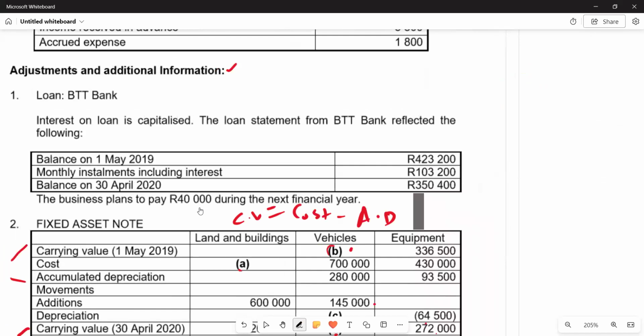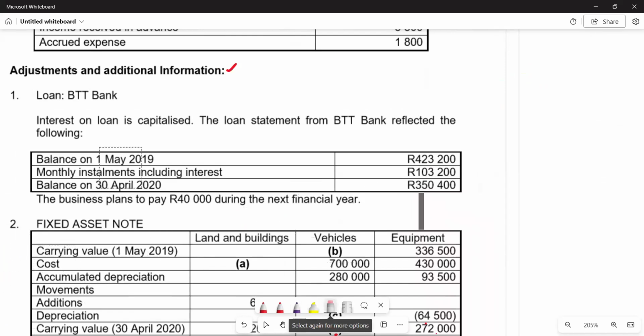So if you come here, you would see that we have loan information number one, loan BTT Bank, interest on loan is capitalized. The loan statement from BTT Bank reflected the following. So we are given balance on 1 May 2019, which is open balance of loan 420,200. We are given monthly installments of 103,200. We are given then balance on 30 April 2020 as 350,400.